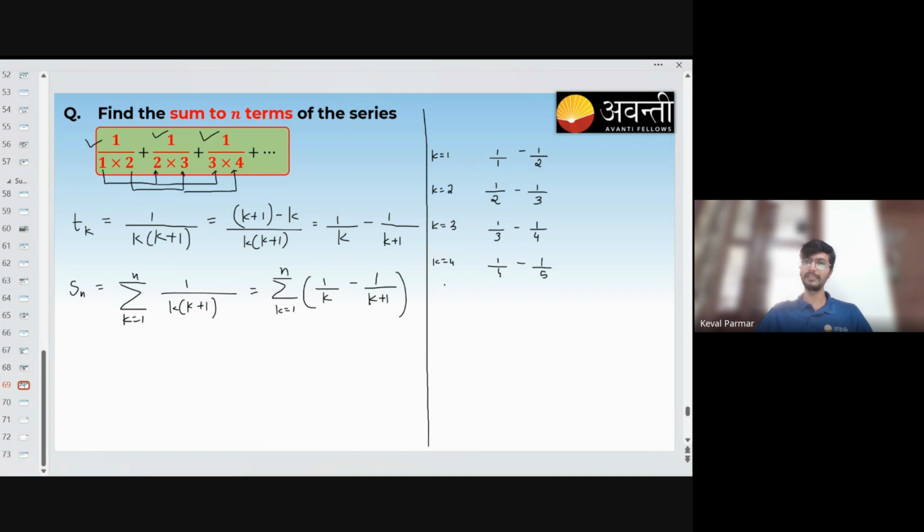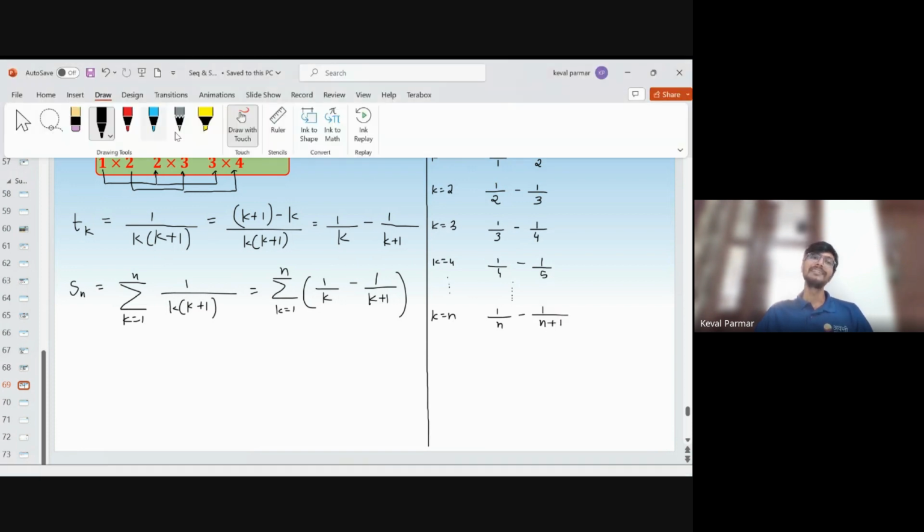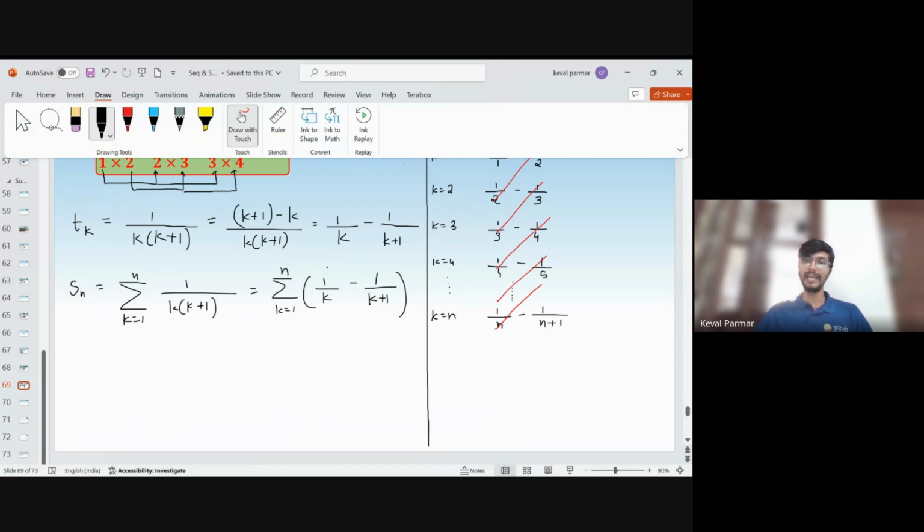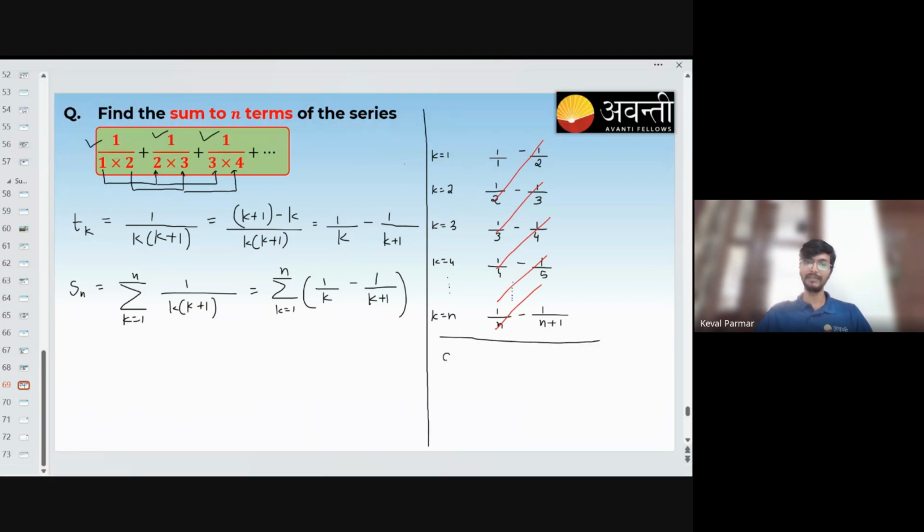I hope you are understanding the pattern here. So when I put k equals to n, I'll get 1 upon n minus 1 upon (n plus 1). And you can see clearly here that these terms are getting cancelled. So naturally, when we add all this, I'll get my Sn as 1 minus 1 upon (n plus 1).